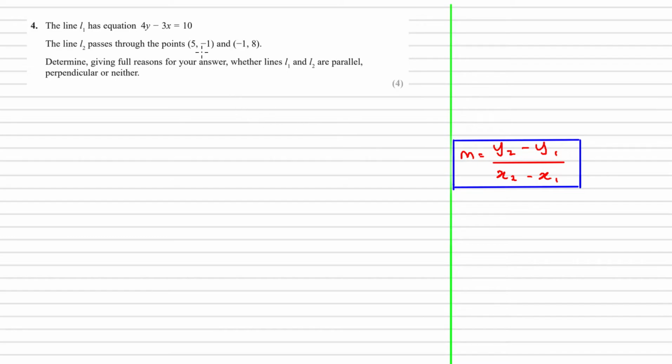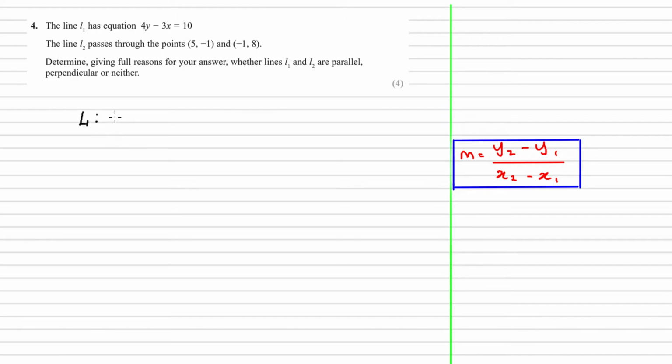So I'm just going to label my coordinates and substitute them into the formula to find the gradient of line L2. And then I can simply compare them and write a statement at the end describing my findings.